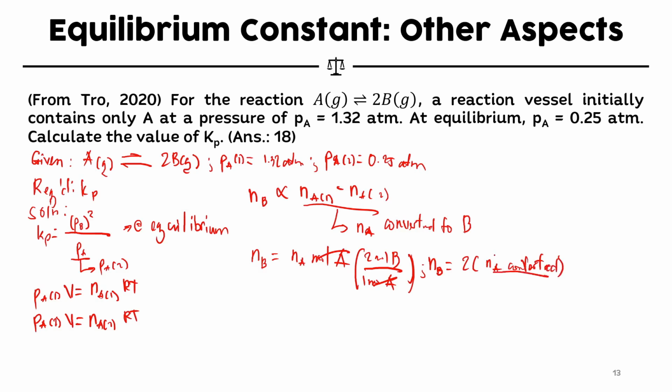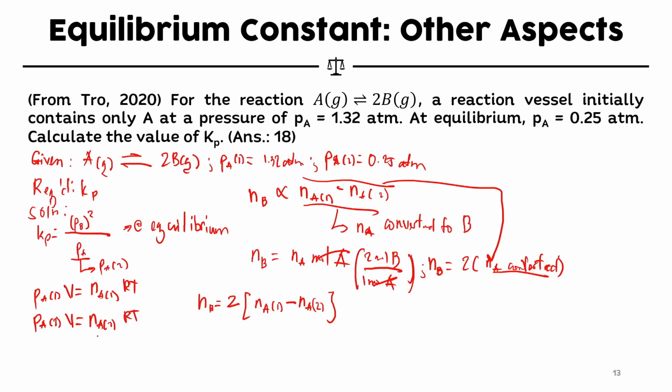And we can substitute this expression to here. Therefore, the number of moles of B is equal to 2 multiplied by the number of moles of A initially minus the number of moles of A at equilibrium. Now, where do we get these values? These values are still unknown. So how do we convert this into an expression wherein we already have a known value? We use the ideal gas equation.